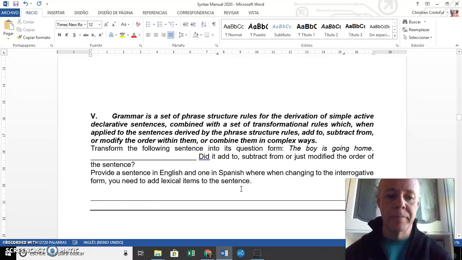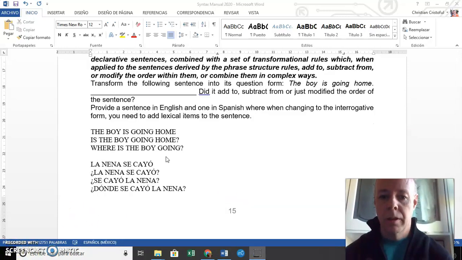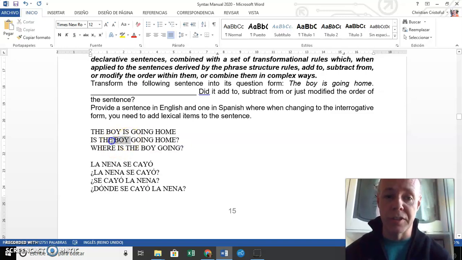And the last definition is about transformational rules, transforming the sentences. For example, the original sentence is, the boy is going home. If I change it to the interrogative, the word order changes. Is the boy instead of the boy is. So here we have a change in the order. Here, where is the boy going? We have an insertion, an addition of an extra word, where.